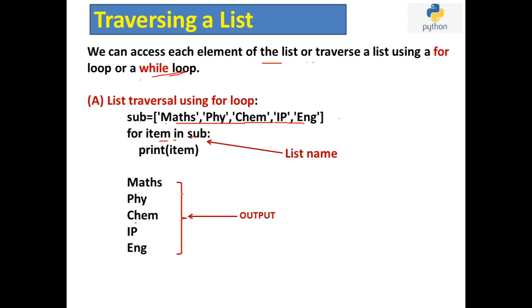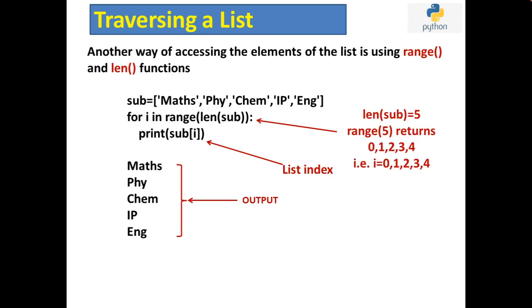We can display these elements in another method. Let's see, accessing using range and len functions. Here the list is the same. I'm using len of sub and the range function. What is the range function taking? What is len of sub? 5.